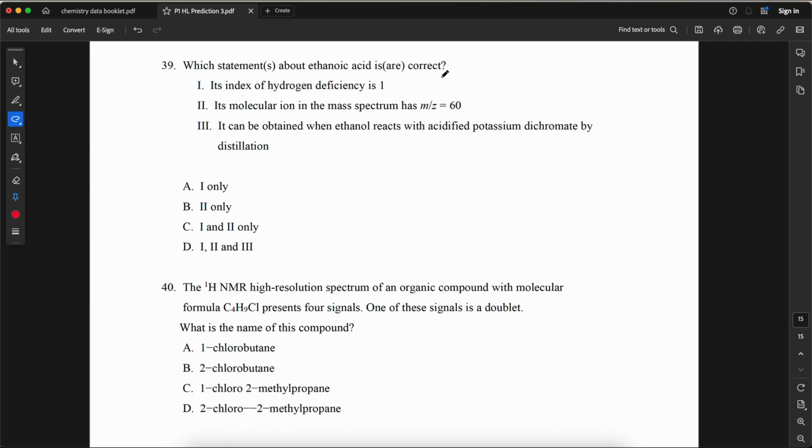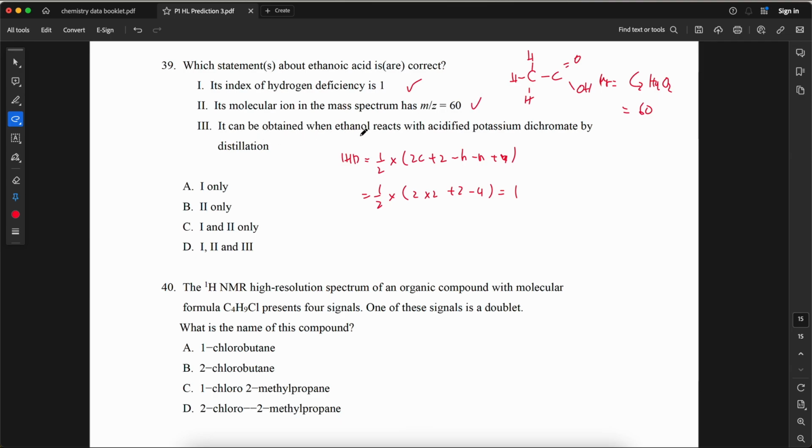Which statements about ethanoic acid are correct? Ethanoic acid is CH3, C double bond O, OH. Its index of hydrogen deficiency is 1. So IHD is half times 2C plus 2 minus H minus N plus X. Half times 2 times 2 plus 2 minus 4, which is 1. Mr would be C2H4O2, which is 60, correct. It can be obtained when ethanol reacts with acidified potassium dichromate by distillation, incorrect. Ethanoic acid can be obtained by oxidizing ethanol, which is a primary alcohol, under reflux, not distillation. Distillation produces ethanal, an aldehyde. So the answer is C.